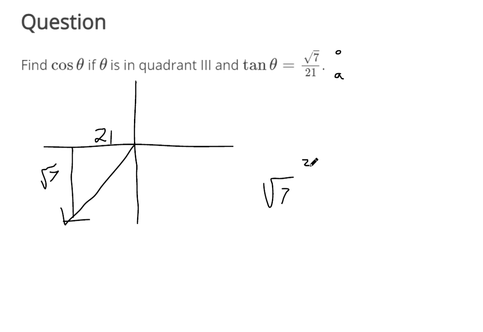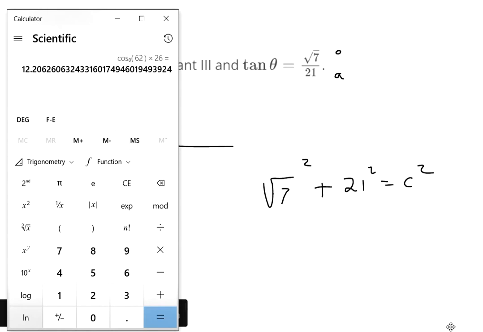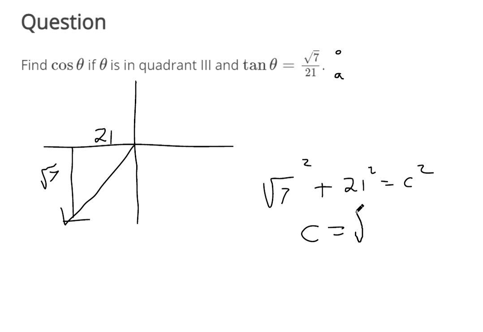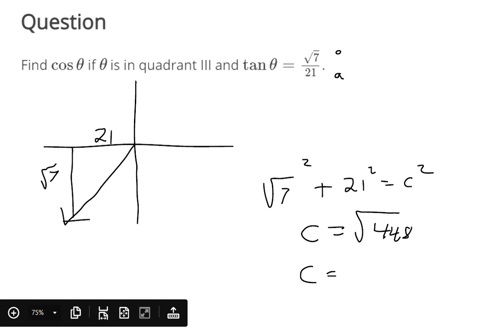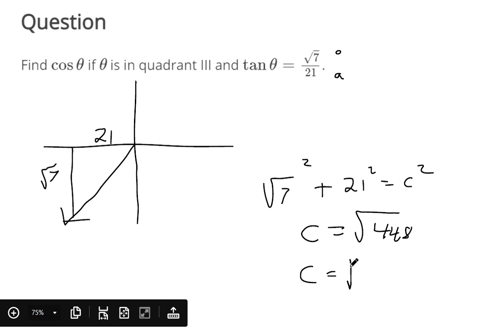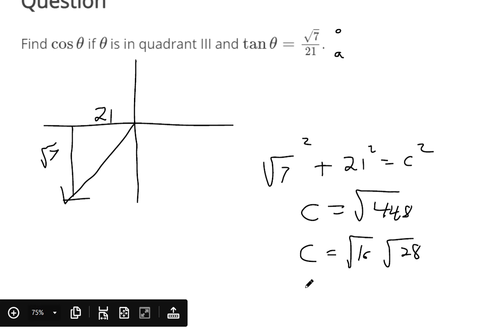A squared plus b squared equals c squared. So we got 21 squared plus square root of 7 squared is 7. That comes to 448. Okay, so c equals the square root of 448. And we can definitely simplify that. Maybe we can take out a 16. Yep. So that's square root of 16 times square root of 28. I think we can simplify that even more.